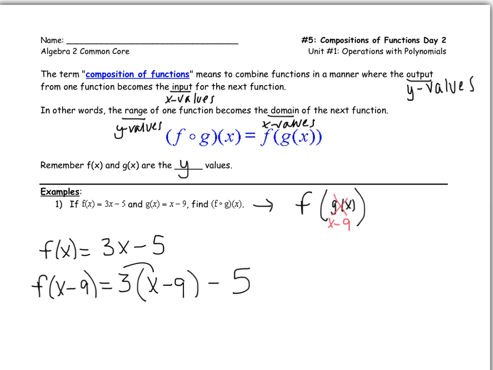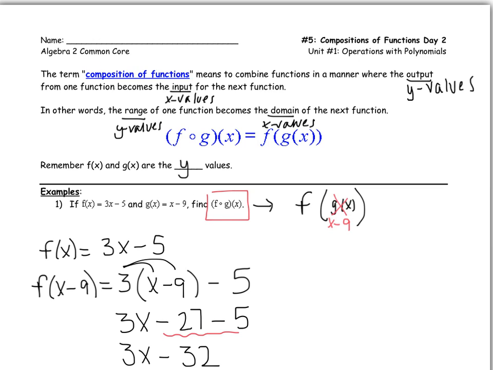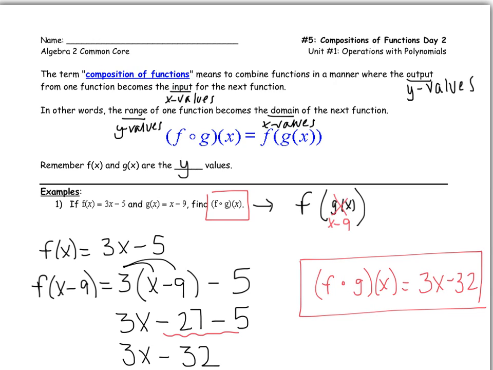So then all we have to do is distribute this. So 3x minus 27, and now bring down the minus 5. And the like terms are these. We can add those in the calculator. We'd get 3x minus 32. So your final answer for the problem, find f of g of x, we could say f of g of x is equal to 3x minus 32. That's my final answer. Alright, these only get better with practice, so let's try another one.